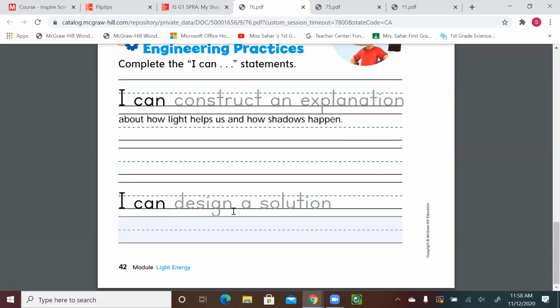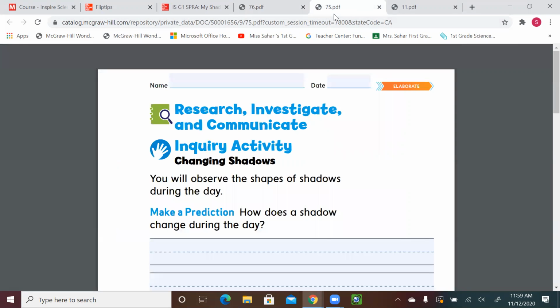Okay, over here we're going to do a small project, to design a solution so we can use light. So let's go to page 43. Changing shadows. You will observe the shapes of shadows during the day. Make a prediction. How does a shadow change during the day?